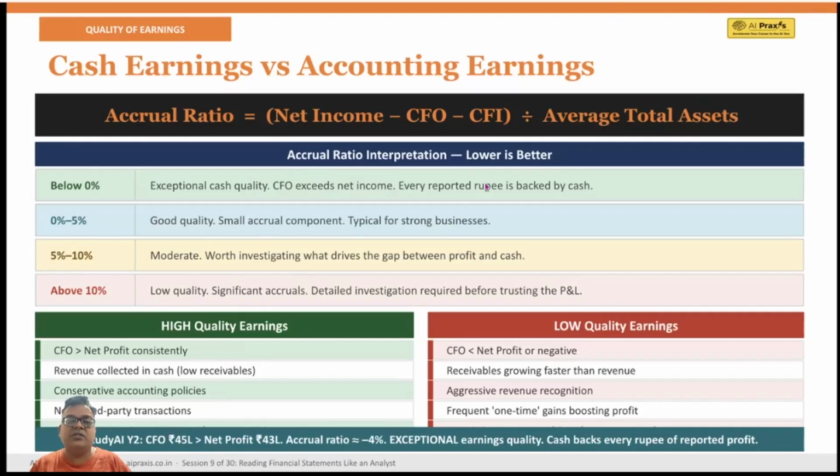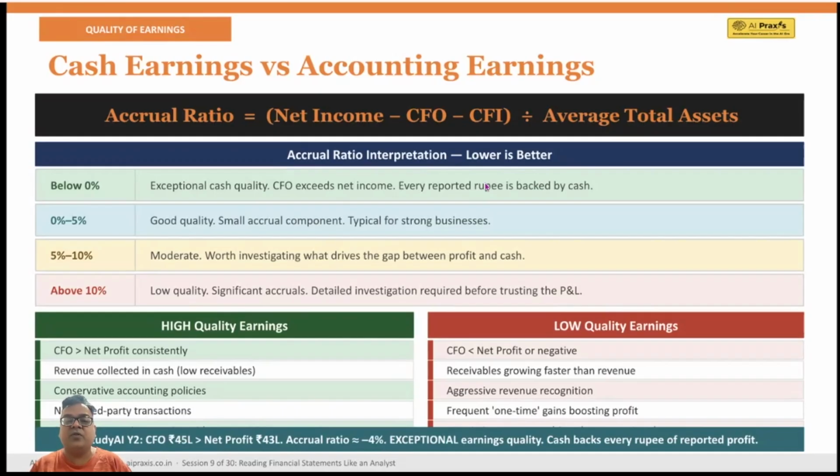Then comes the next part. Let's break this down, each part very simply. Net income is equal to profit shown in profit and loss. Operating cash flow is equal to actual cash generated from business. Investing cash flow is money spent on investments like equipment, assets, etc. We've already seen this. So total assets will be equal to size of the company. So essentially, we are asking how much of this profit is not supported by actual cash relative to the size of the company. You just apply this to the study AI exam.